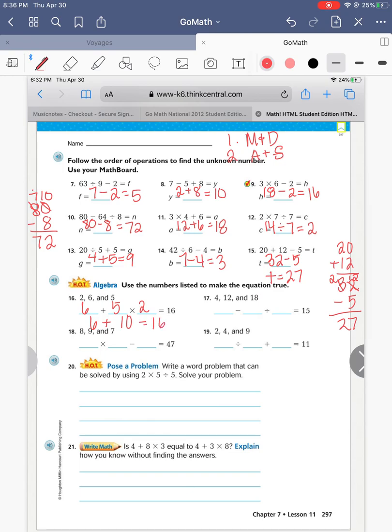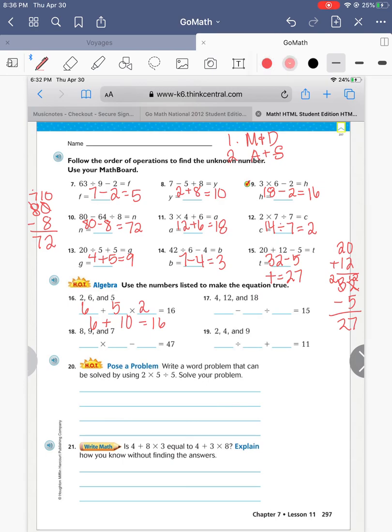So 5 times 2 is 10. 6 plus 10 is 16. So that way works. So that's the order that has to be, because we have to do the multiplication first, and 5 times 2 gives us 10, and then we can add 6.